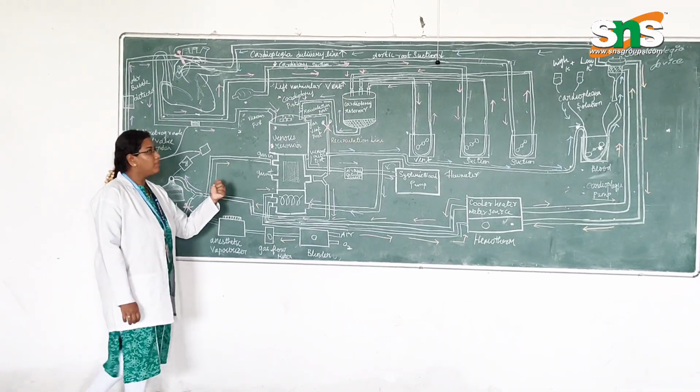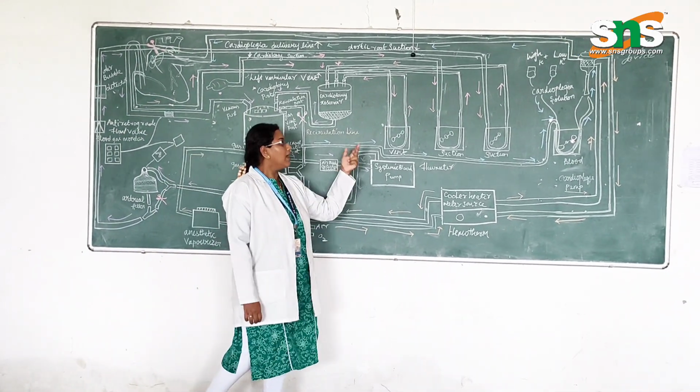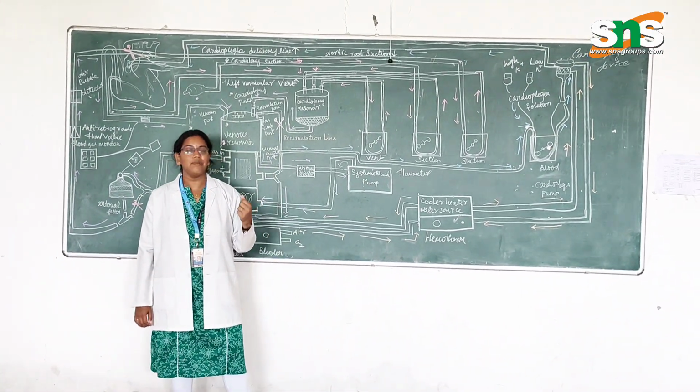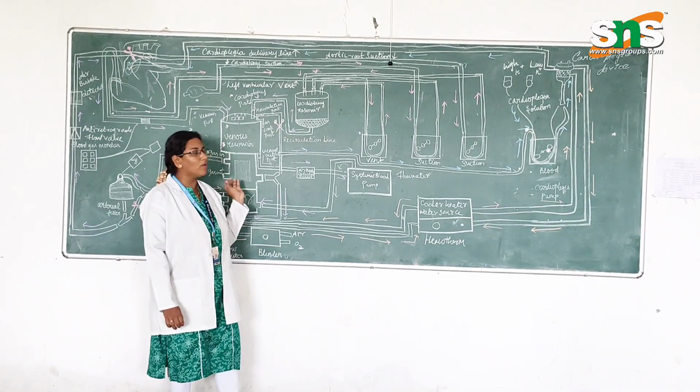So maintaining the line pressure, maintaining the circuit pressure, as well as maintaining the cardioplegia delivery system is very important for the perfusionist to avoid all these accidents.